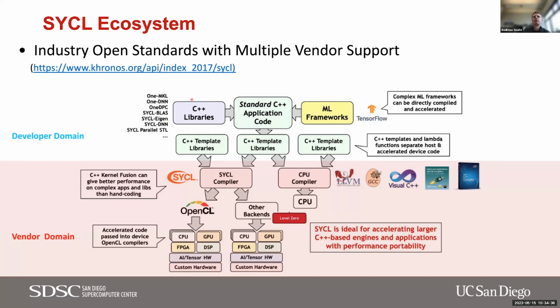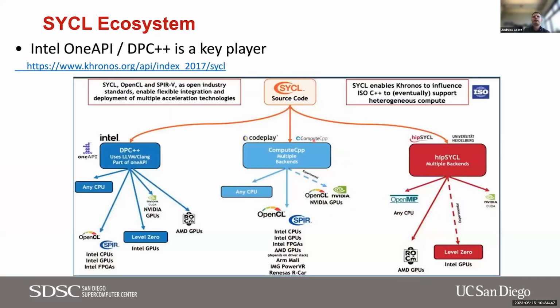And there's the developer domain. So there are different libraries, et cetera, and you can use different compilers, and there's a lot of software available. And so Intel oneAPI is a key player in that ecosystem. So you have your source code, and you can compile it with SYCL, there's compute-CPP, multiple backends, and there's Intel oneAPI. And so that's what we're going to look at closer today. So you learn something about that.